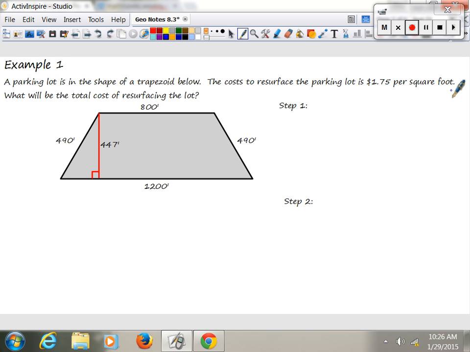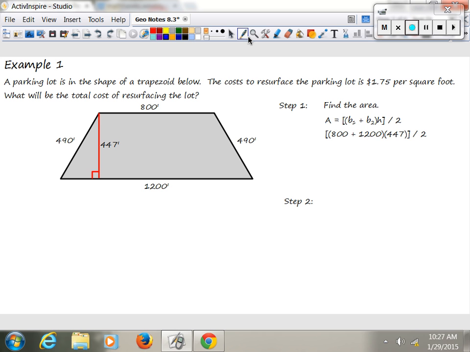Step 1. We got to find the area. Can't find the cost if we don't know the area, because we're basing our cost on per square foot. We need to find out how many square feet we actually have. So find the area. To find the area, we're going to use our area formula.